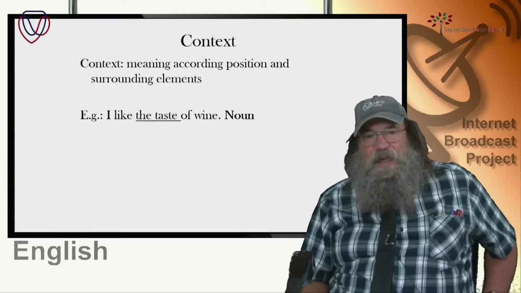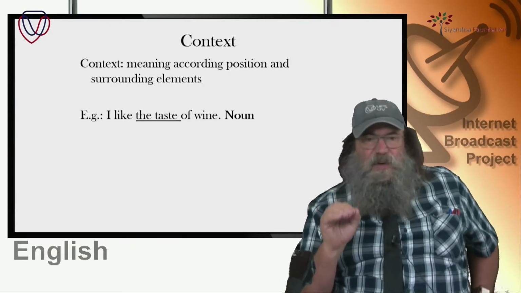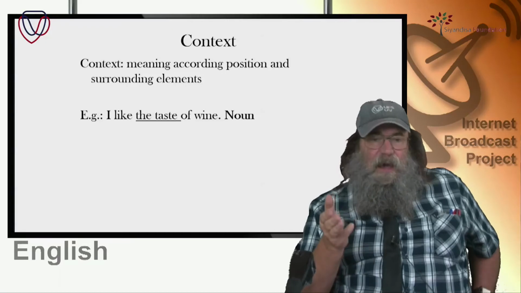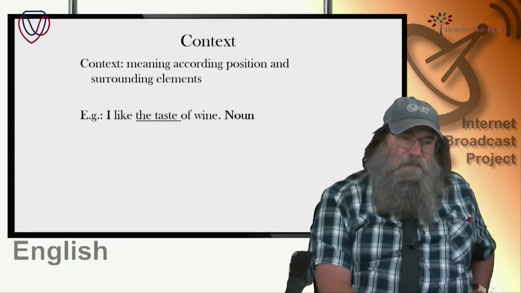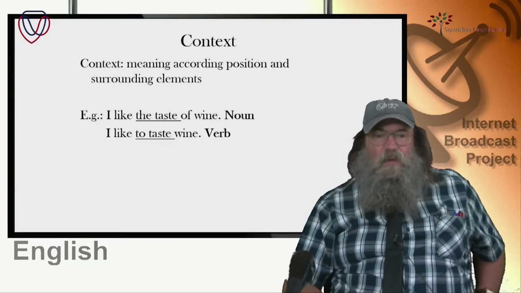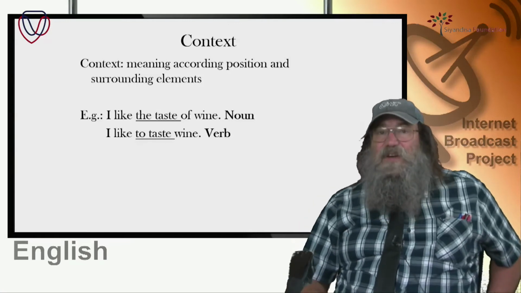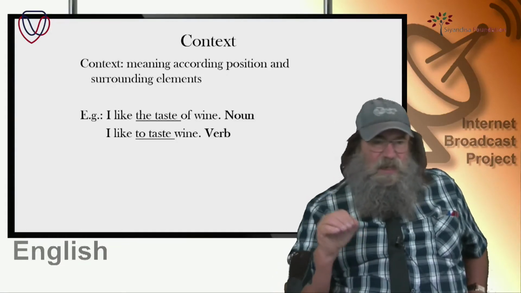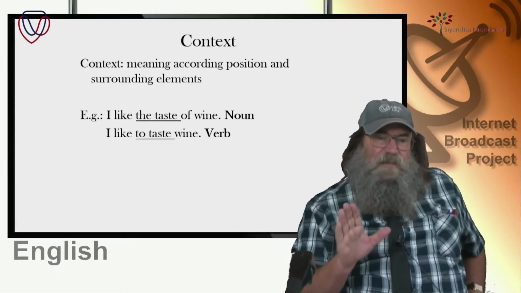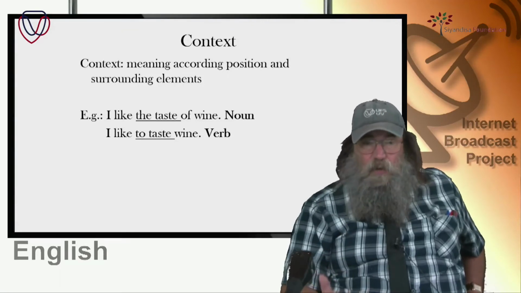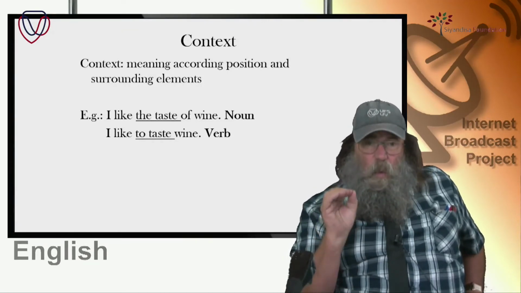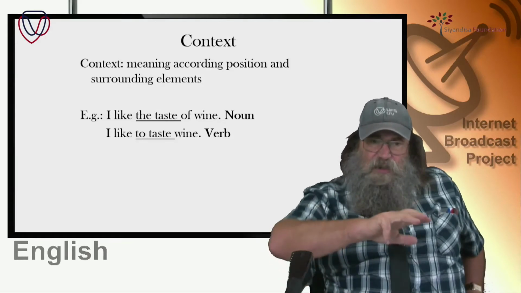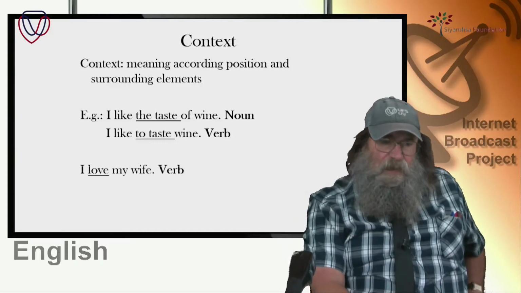Now, here is an example. "I like the taste of wine." Clearly "taste" is a noun. It's even got an article in front of it. Articles always precede nouns or the adjective with a noun. But here, "I like to taste wine." Now we have a form of verb. Okay, you could argue that it's a gerund because it's being used in place of a noun. But just take my word for it, "taste" can be either a noun or a verb. And you have to check what is its position in a sentence in order to understand this, according to position and surrounding elements.